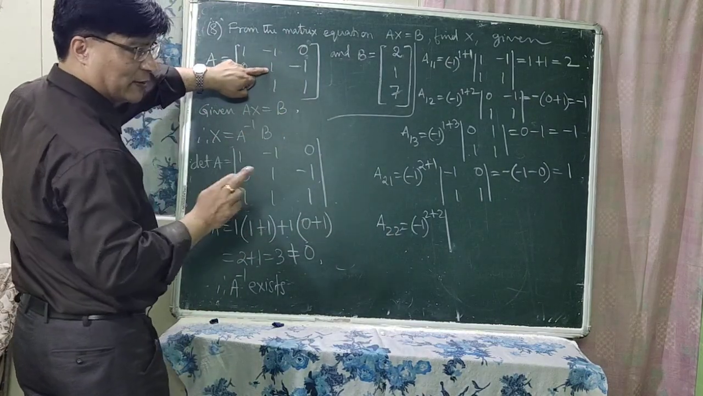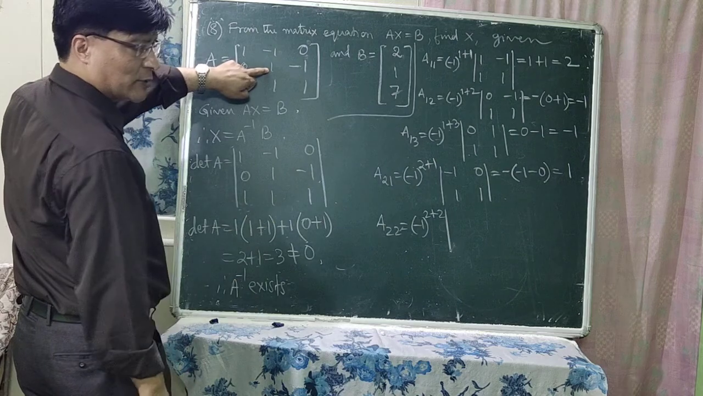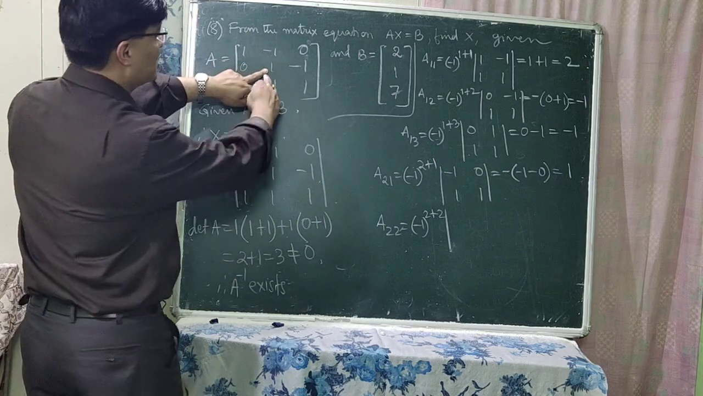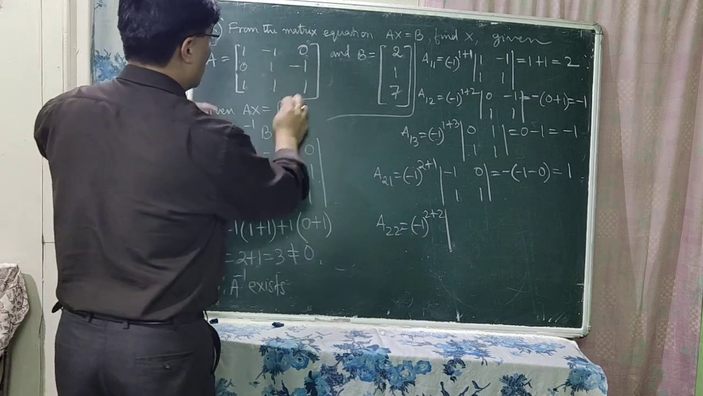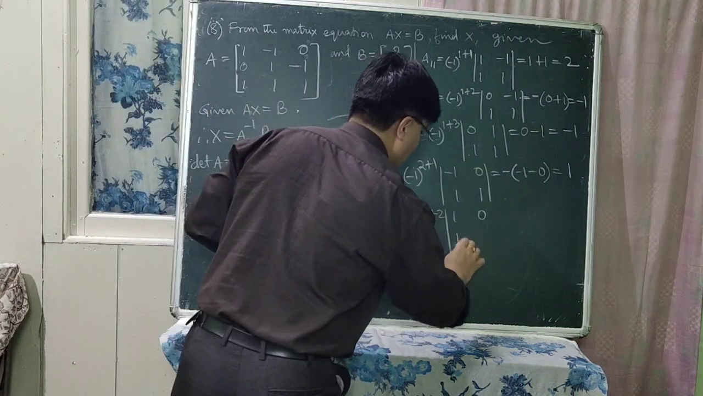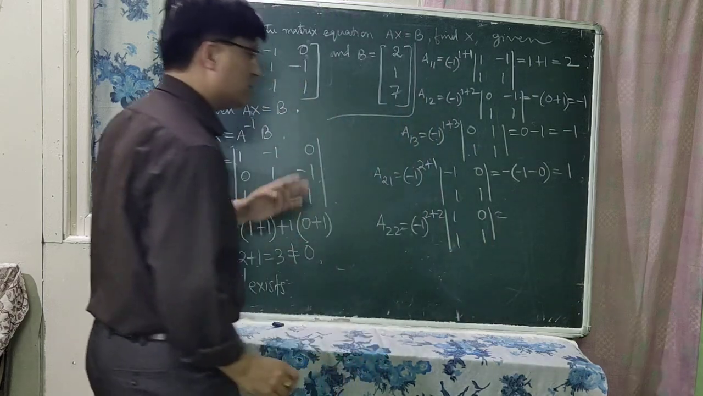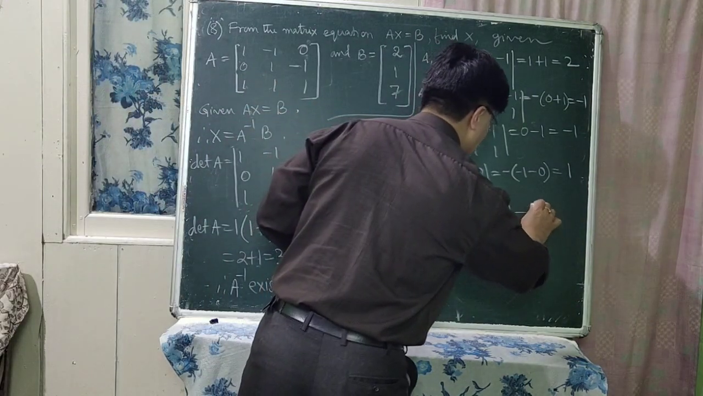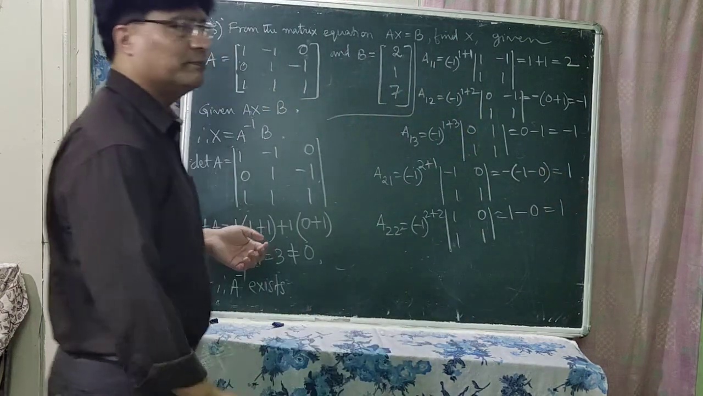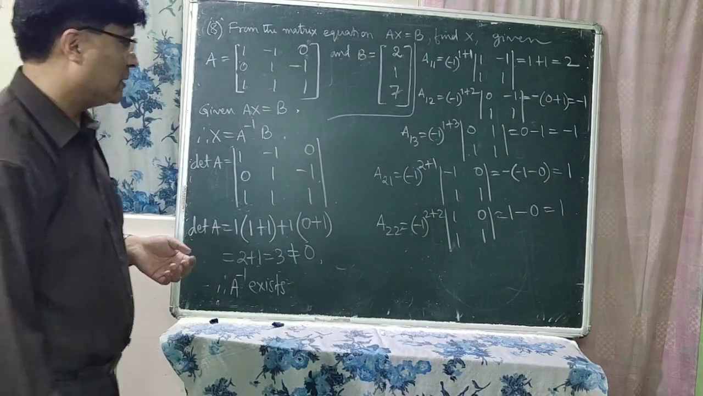That means 1. You have to find out the cofactor of 1. So it is minus 1 whole to the power 2 plus 2. Delete the row and the column through this 1. Second column and second row are deleted. 1 0 1 1, which is equal to, what is minus 1 whole to the power 4? That is plus 1. So it is 1 into 1 is 1 minus 0, which is equal to 1. Right?